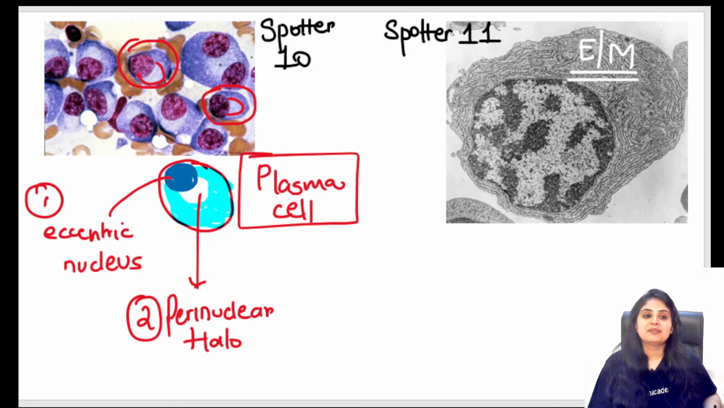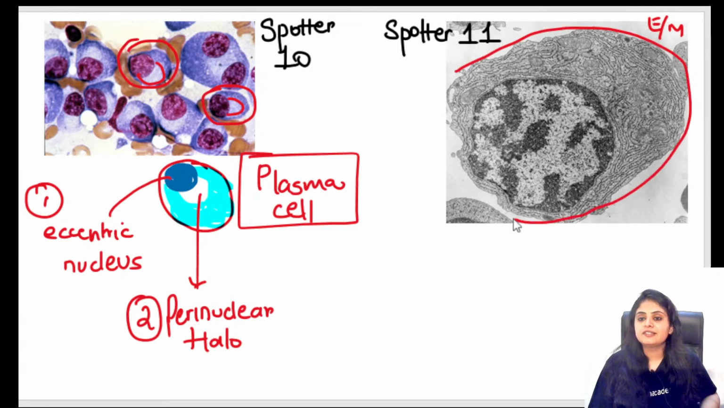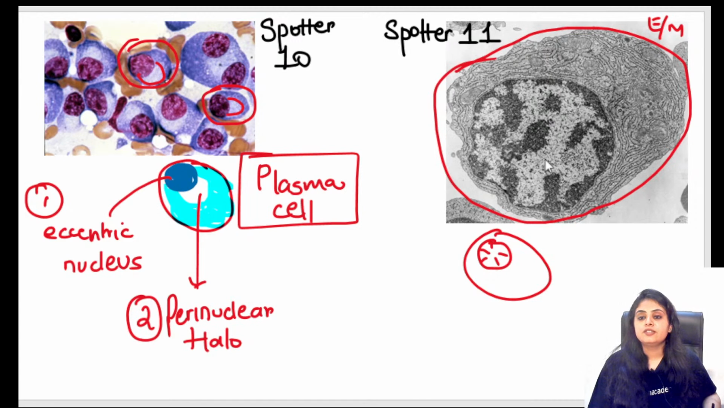This is also a plasma cell. Only difference is now I've shown you the electron microscopic view. If you look carefully, it's the same plasma cell. The nucleus is at the periphery. See, it's not in the center. The nucleus is still eccentric. And if you look carefully, the nucleus is showing you these lines like a wheel, as if it's a cartwheel. Because please remember, plasma cell shows you a cartwheel nucleus.